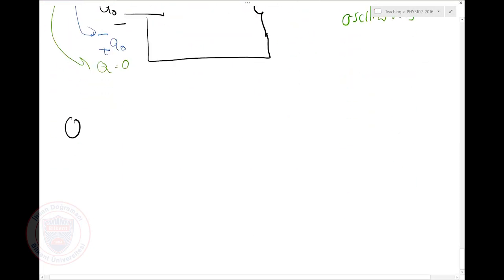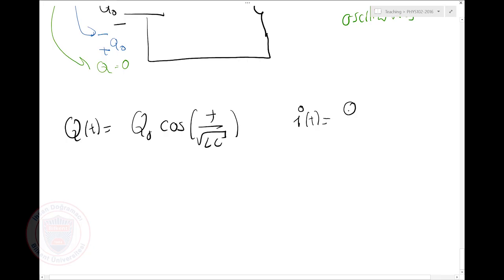Okay, now let me rewrite. I found Q of t is Q0 cosine t over square root of LC, and I find I of t as Q0 over square root of LC sine t over square root of LC.